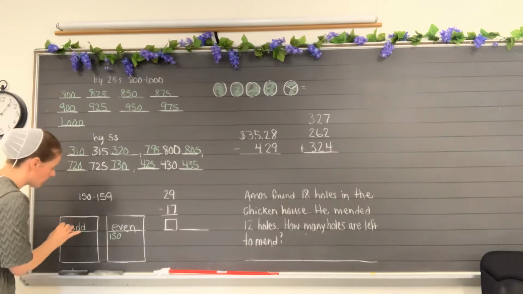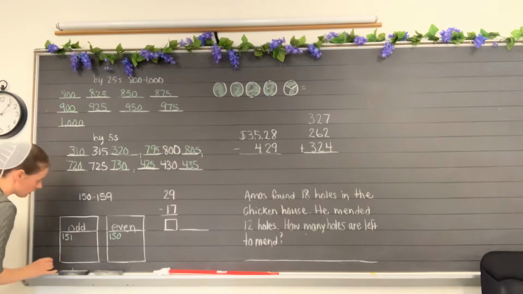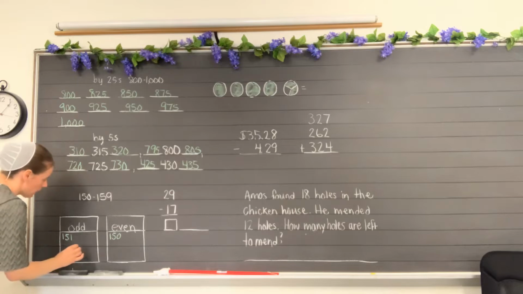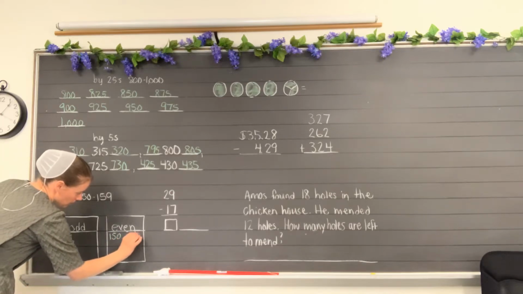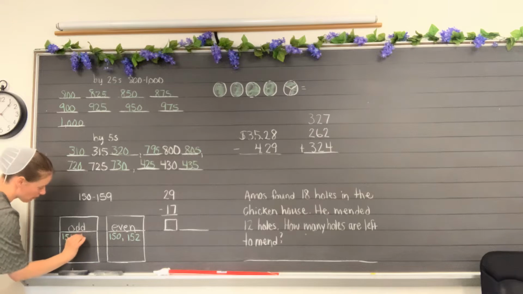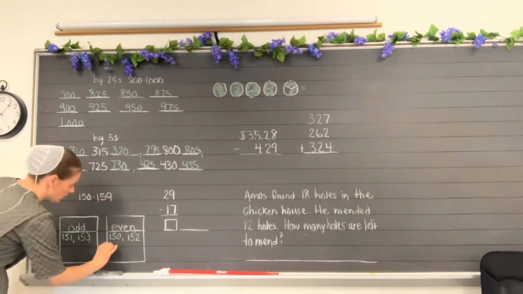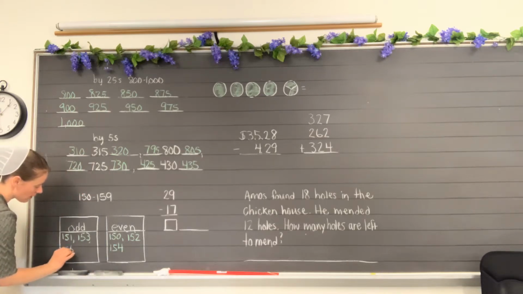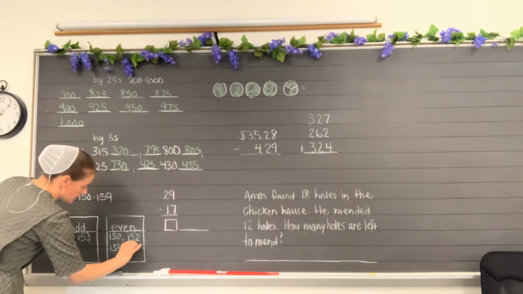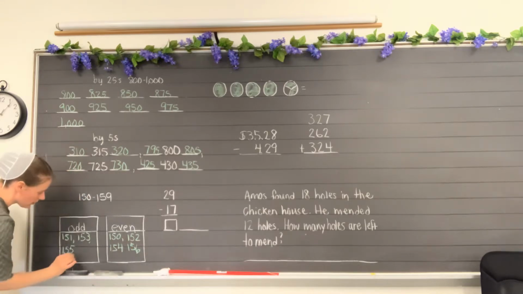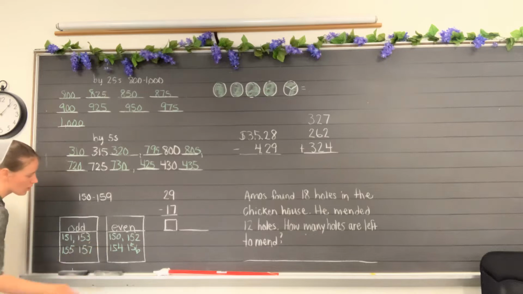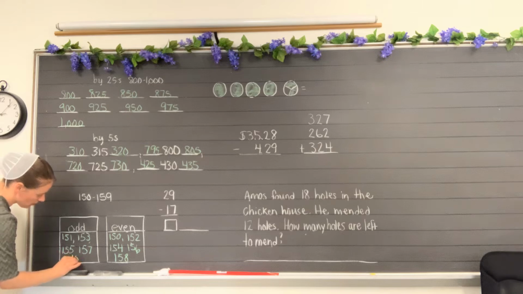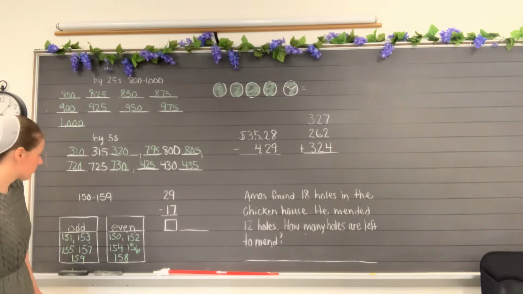We have 151 next, which is an odd number because we have a 1 in the ones place, and 1 is an odd number. 152 would be an even number. 153 is an odd number. 154 is even. 155 is odd. 156 is an even number. 157 is odd. 158 is even. And 159 is an odd number.